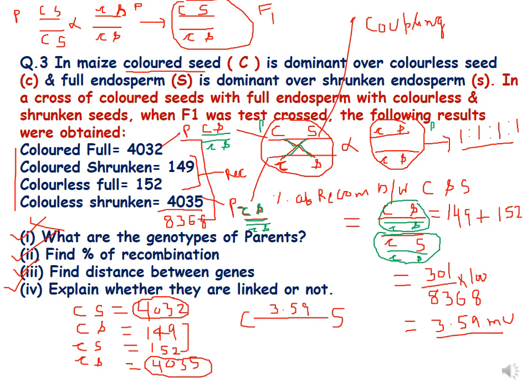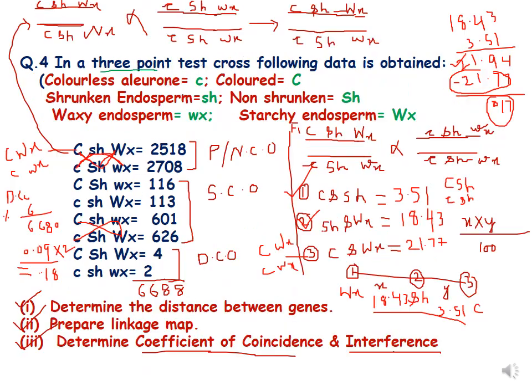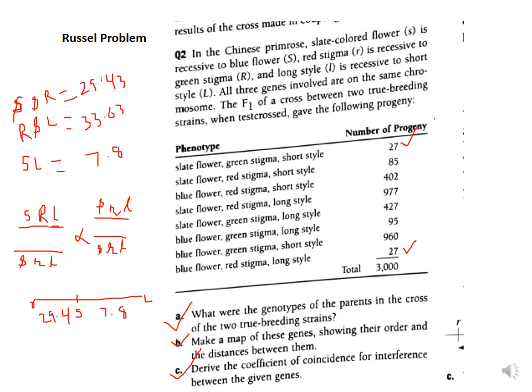This is the third numerical, which we have already done, and it has also come in previous question papers. This question involves only a two-factor test cross, while the other problems are three-factor test crosses. Now this is a numerical problem which involves a three-factor test cross, and you can see from the data itself that it involves double crossover progeny, so they will ask you about the coefficient of coincidence and interference. This is a problem from Russell. You can practice this problem and make the genetic map, and you will understand it better. The more problems you practice, the better you will understand it.